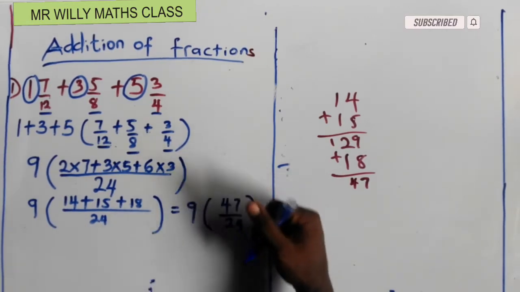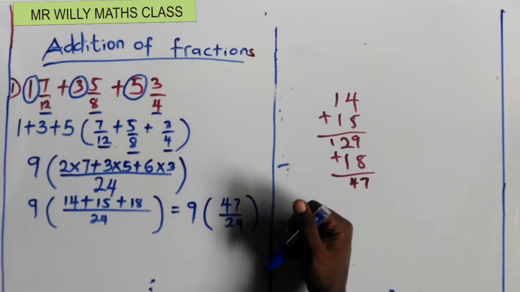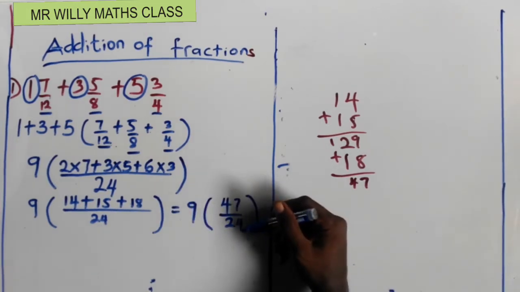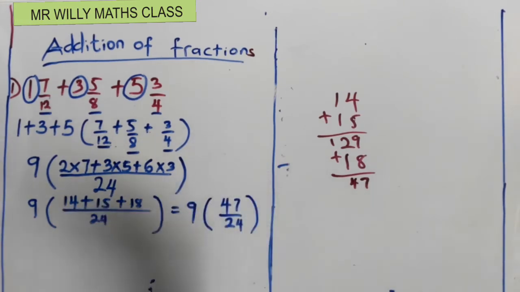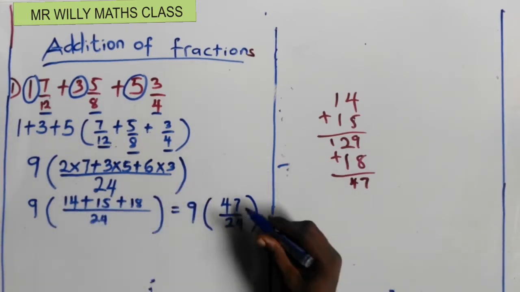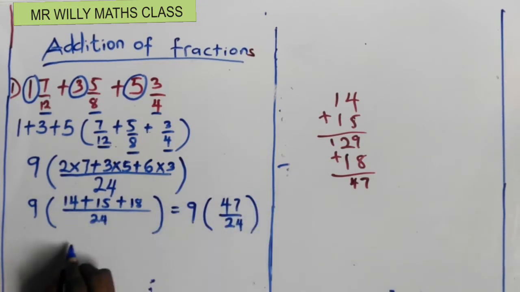Now if you look at this fraction in the bracket, you can see that you can use 24 to divide 47. 24 will go into 47 1 time, remainder 23. Because 24 goes into 47 1 time, you now write it as 9.